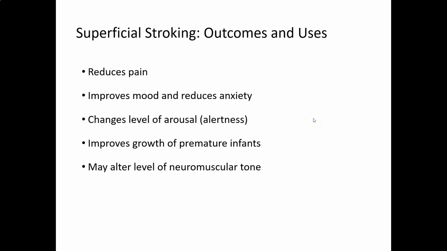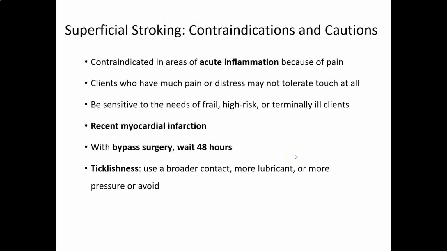So it reduces pain, it improves mood, it reduces anxiety, like all the other superficial techniques. It can change the level of arousal. So if done very slowly, it is calming. If we do it quite quickly, it actually increases alertness. There's some thoughts that superficial stroking also improves growth of premature infants. It can possibly alter the level of neuromuscular tone. So if you find that the muscle structures have high tone, then applying superficial stroking can lower that tone to some degree. It is, again, the same as static, contraindicated in areas of acute inflammation, and that has to do with the pain.